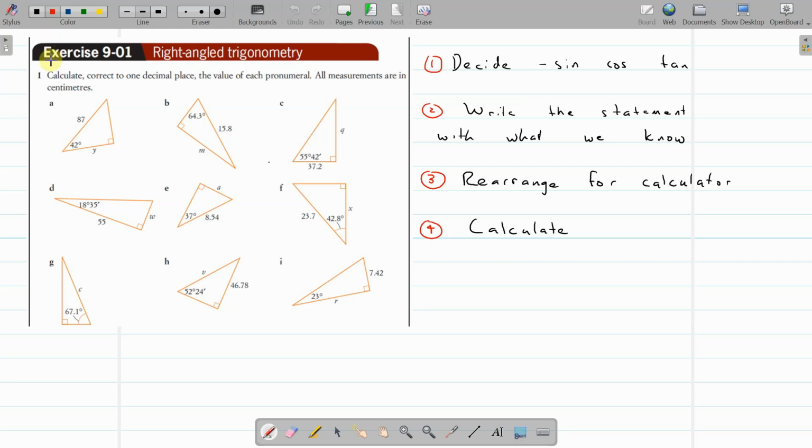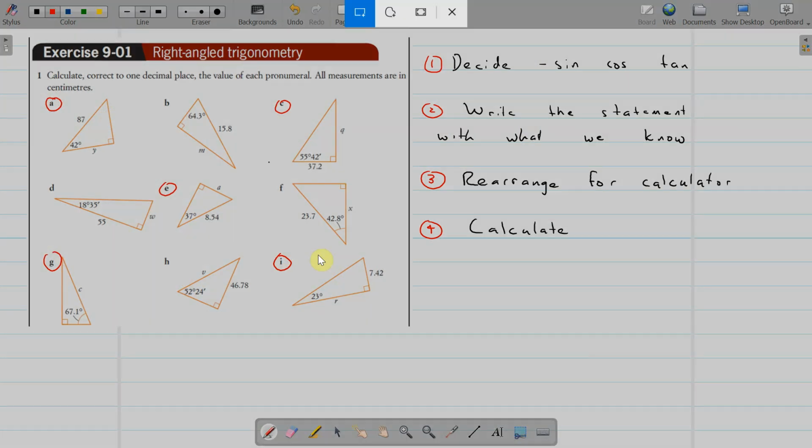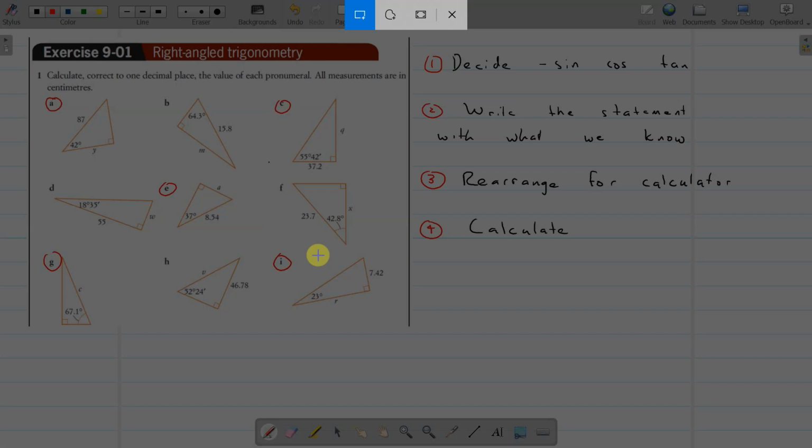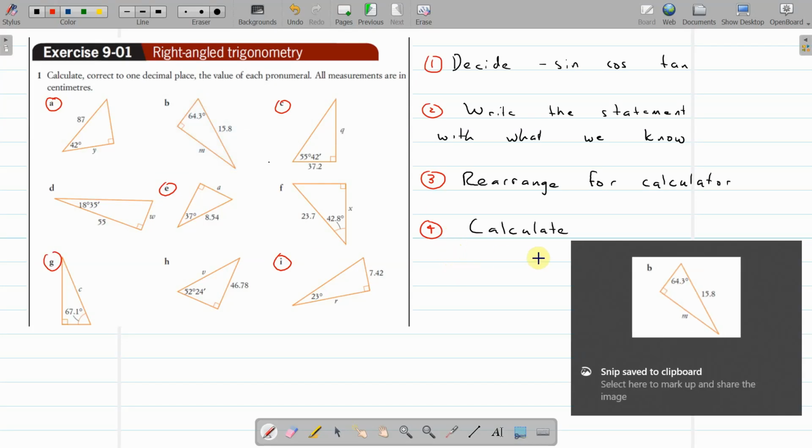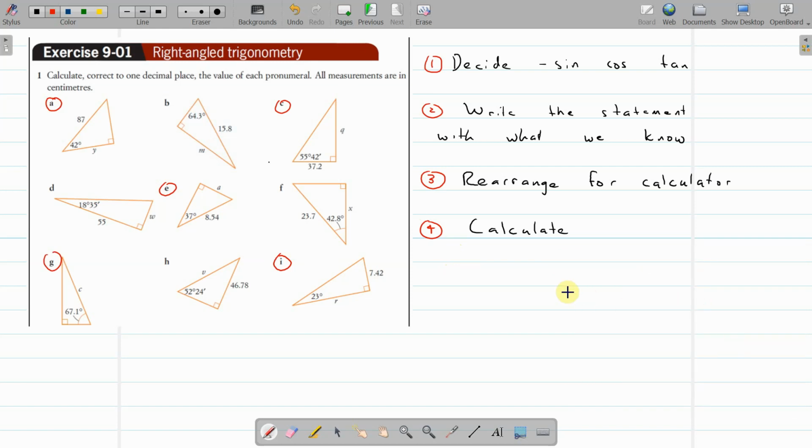You have got to do A, C, E, G and I. So I'm going to do some of the ones that you don't have to do, so it gives you the process. And here is the process. We're going to do question 1b. I'm just going to move that over here, so it's a bit separate.